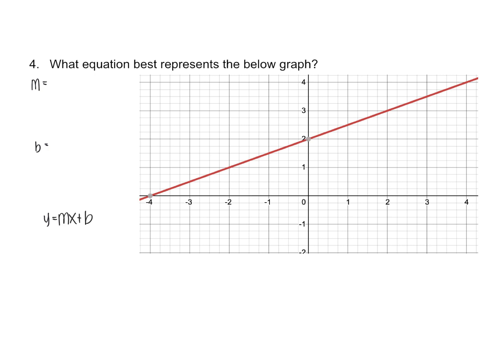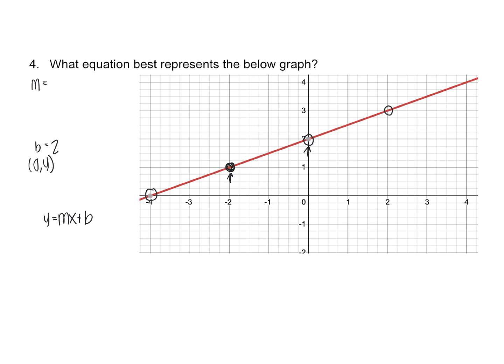Remember, to find our y-intercept, it's the value of y when x is 0. So when x is 0, our y-intercept is once again +2. And then to find our slope, we're going to find some perfect points. We have this perfect point, this perfect point, this perfect point, and this perfect point to work with, so you can choose any of those. I'm going to choose to use this one and the y-intercept.